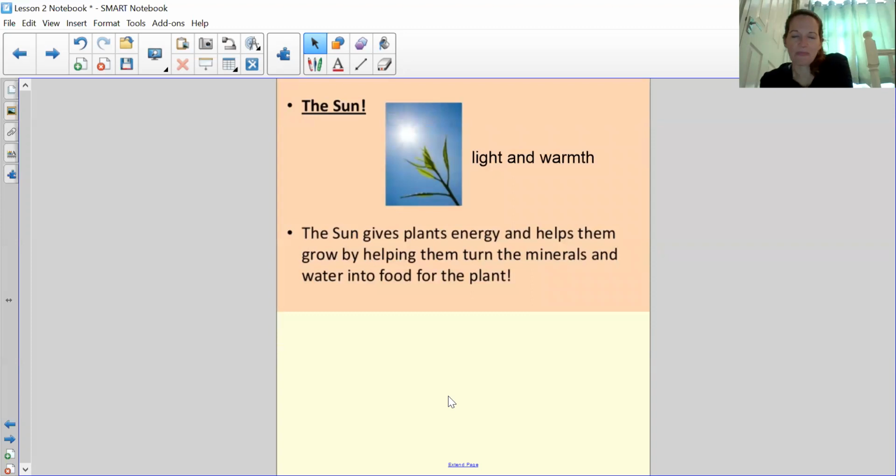The sun. Now, don't we love the sun? The sun gives light and it gives warmth. The sun gives plants energy and it helps them grow by helping them turn the minerals and water into food for the plant.